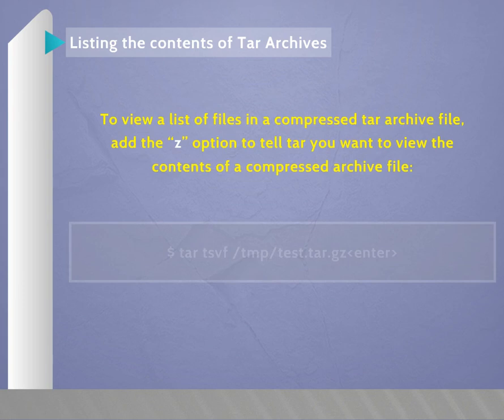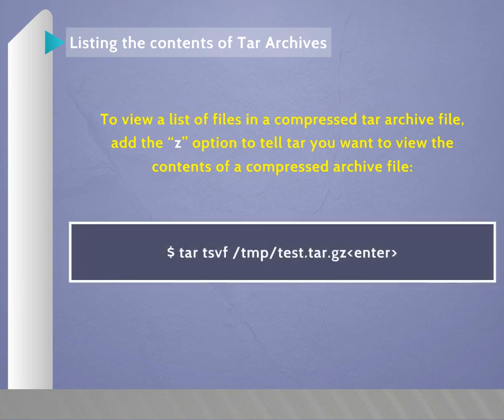To view a list of files in a compressed tar archive file, add the Z option to tell tar you want to view the contents of a compressed archive file. $tar tzvf /temp/test.tar.gz, enter.